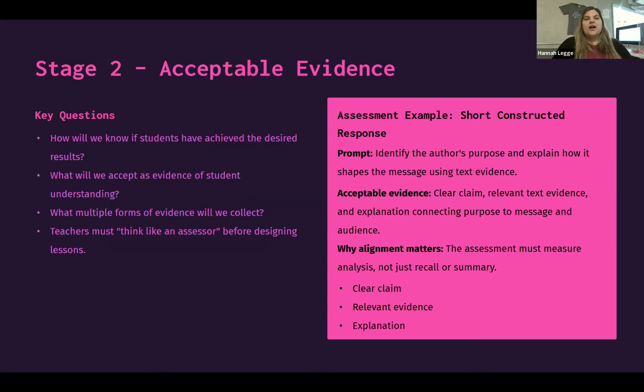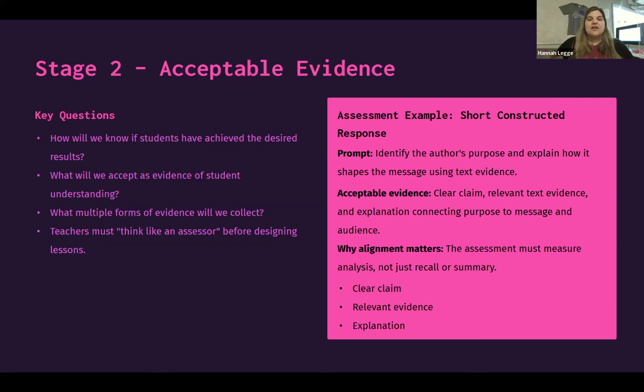So here, we'll be using a short constructed response, and the prompt is identify the author's purpose and explain how it shapes the message using text evidence. Acceptable evidence is a clear claim, relevant text evidence, and explanation connecting the purpose to message and audience.